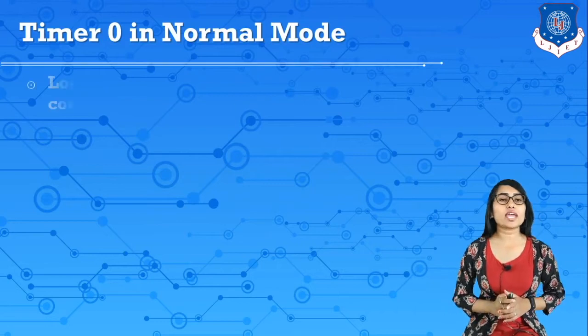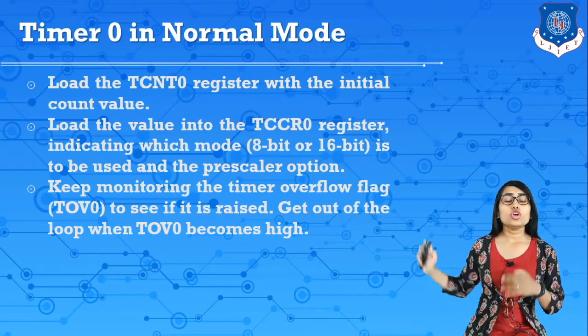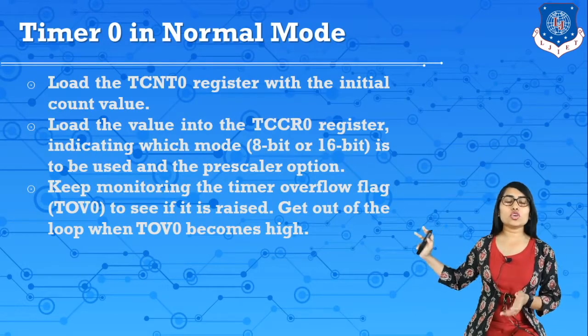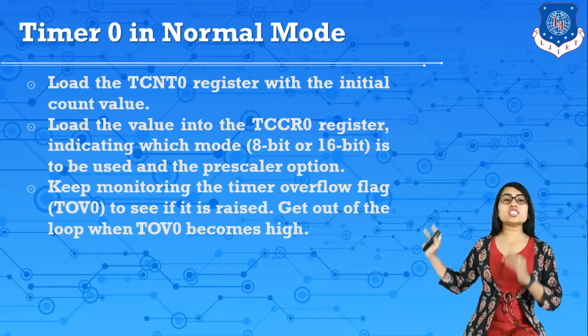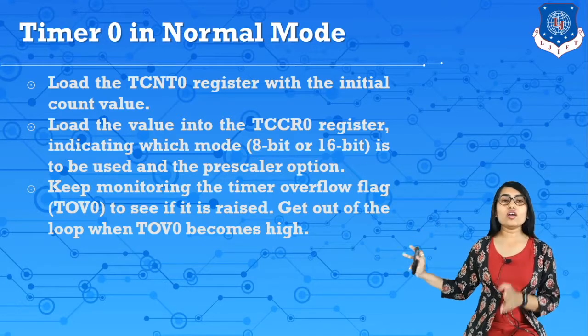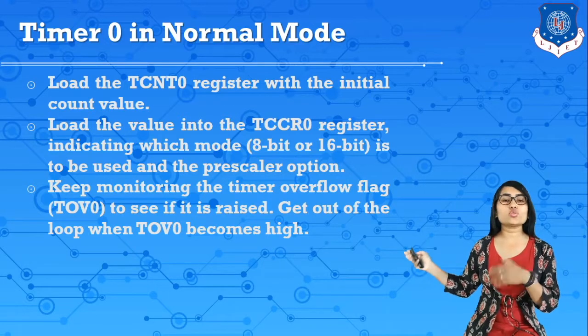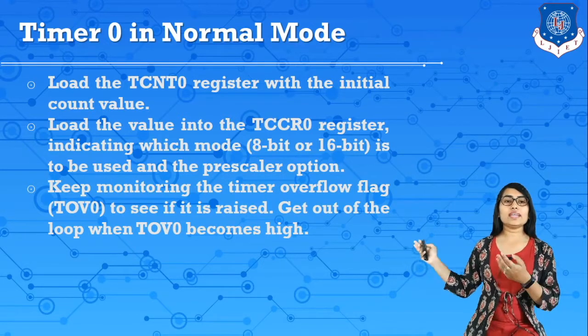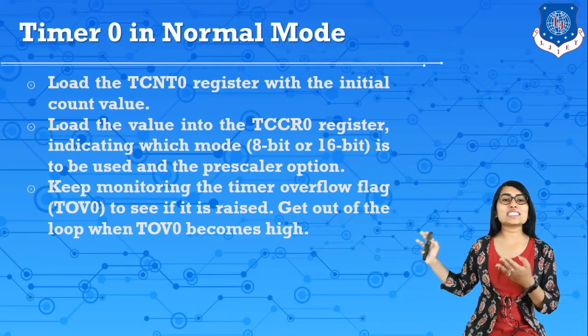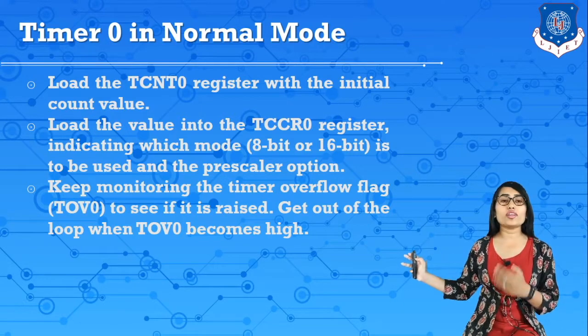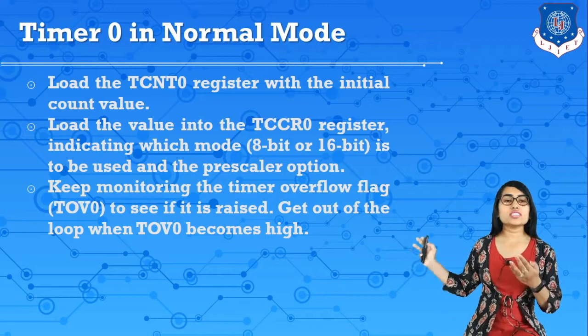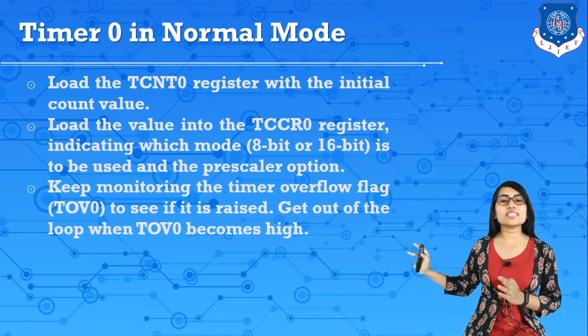Now let's discuss the programming of timer 0 in normal mode. To program timer 0 in normal mode, first load the TCNT0 register with the initial count value, which we can calculate earlier, right? So first load the TCNT0 register for the desired duration, then load the value of TCCR0.